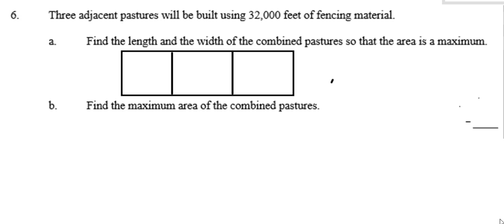Three adjacent pastures will be built using 32,000 feet of fencing material. So they're going to be built like this. They're next to each other and they're rectangles. Should be a little bit more specific, but that's what it's talking about. Find the length and width of the combined pastures so that the area is a maximum.